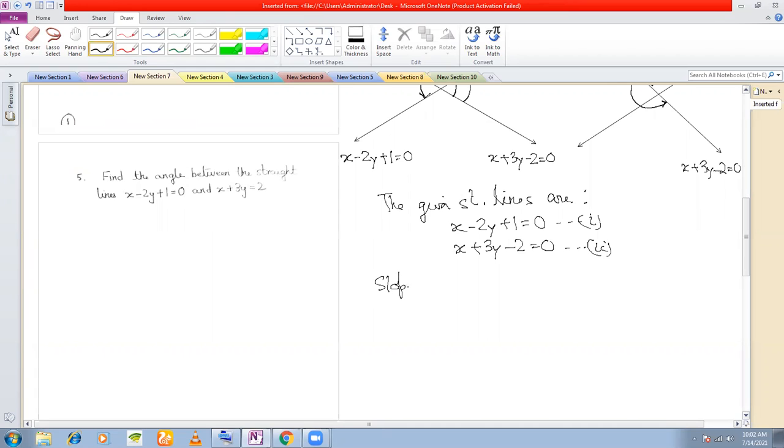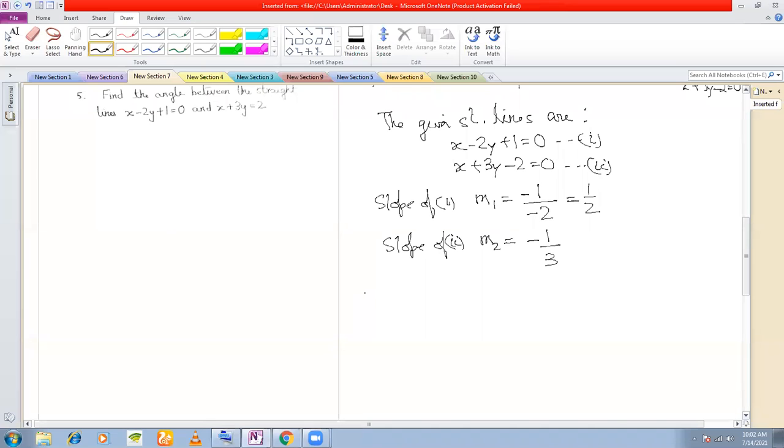What is the slope of 1? m1 is minus coefficient of x divided by coefficient of y. In 1, the coefficient of x is 1, so minus of plus 1 divided by the coefficient of y, which is minus 2 in 1. So the slope is half. And the slope of equation 2, m2 is equal to minus coefficient of x divided by coefficient of y, so you have minus 1/3 as your slope.